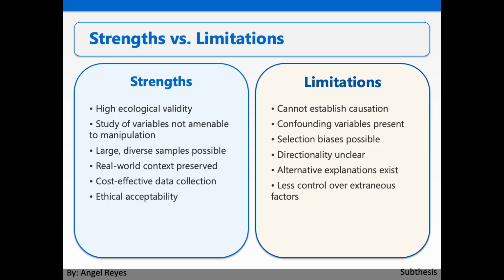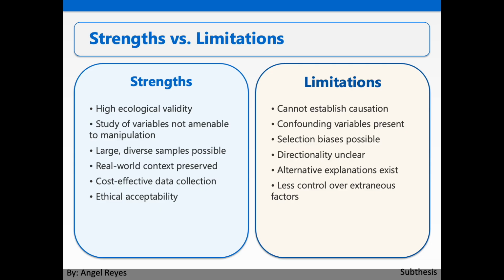We can study variables that aren't amenable to manipulation. All those important individual differences and naturally occurring phenomena that shape human experience, but can't be experimentally controlled. Large, diverse samples are often possible because we're not constrained by the need to create expensive experimental conditions. This gives us better generalizability and more statistical power. Real-world context is preserved, which means we capture the complexity and messiness of actual life rather than the artificial simplicity of laboratory conditions.